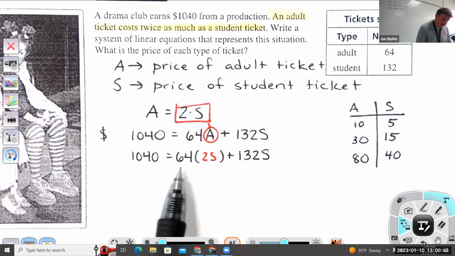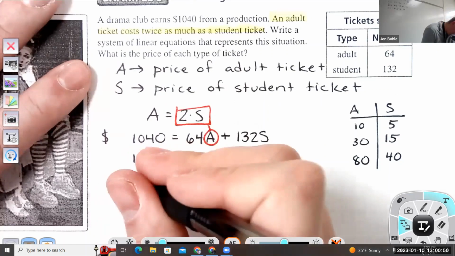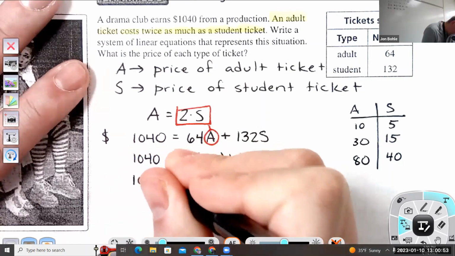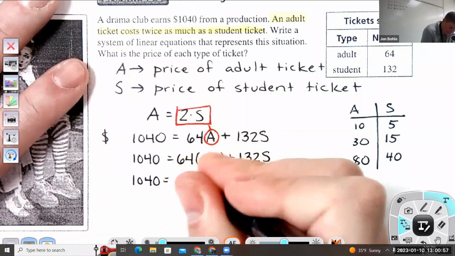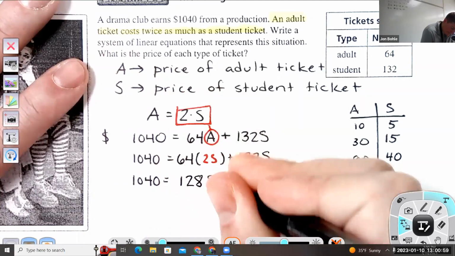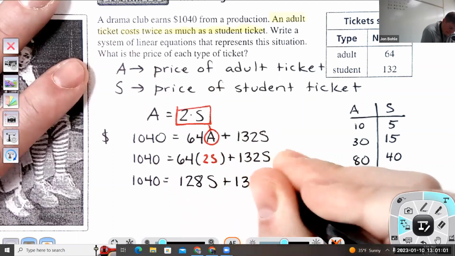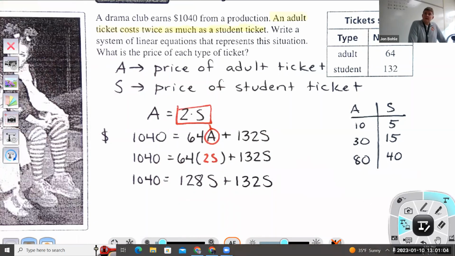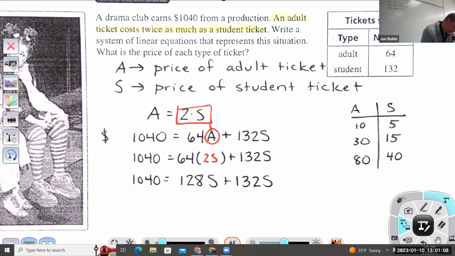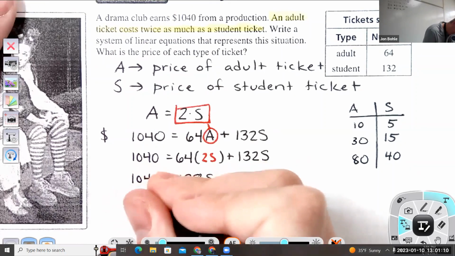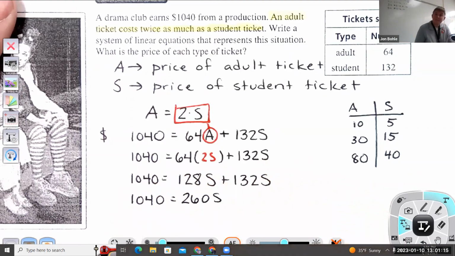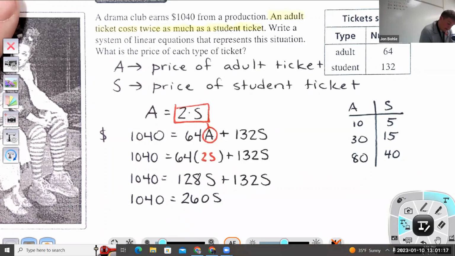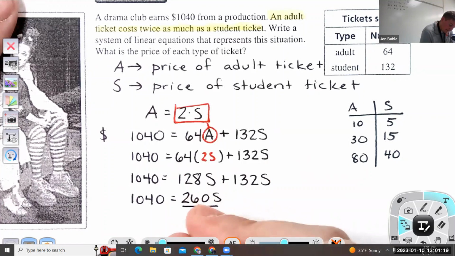Okay, so here I have to go 64 times 2S. 64 times 2 is 128. 128 plus 132 is 260. And then how do I solve here? Divide.